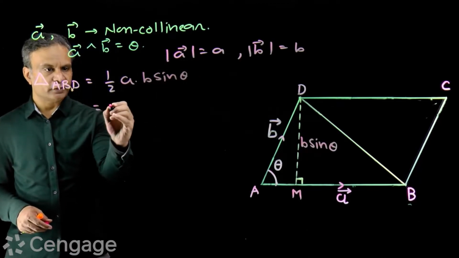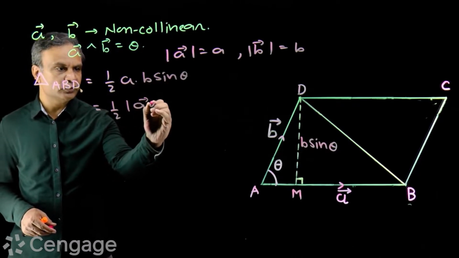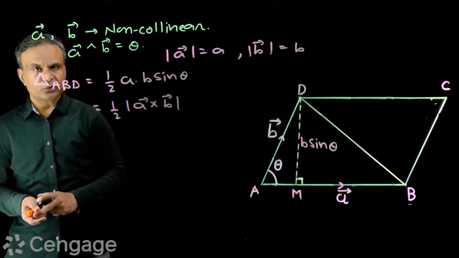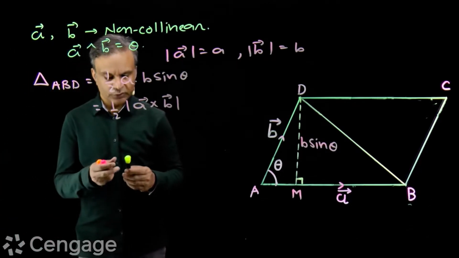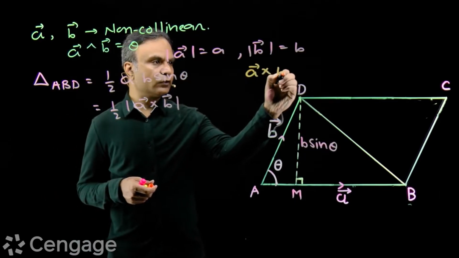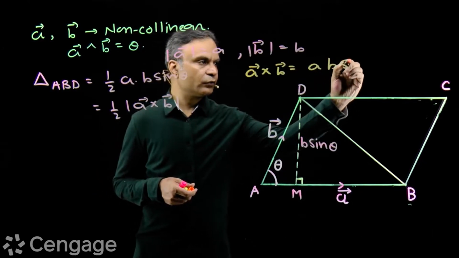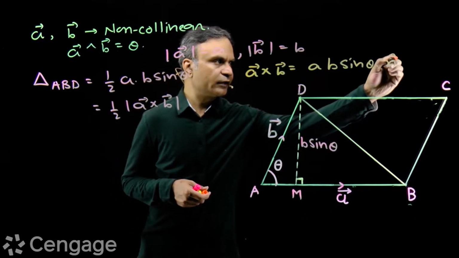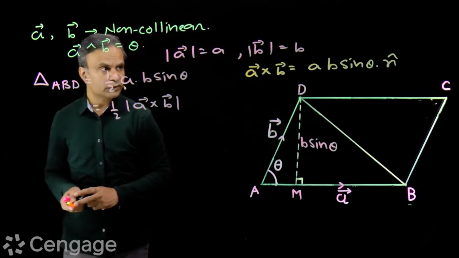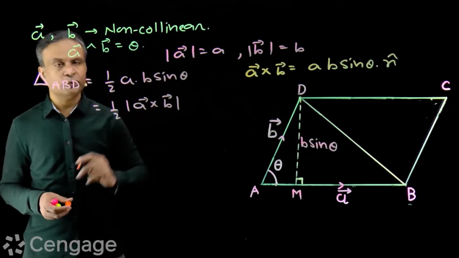And AB sine theta is actually the modulus of A cross B. Vector A cross B is A into B into sin theta into n cap, where n cap is the unit vector perpendicular to the plane of vectors A and B. So modulus of A cross B will be A into B into sin theta.